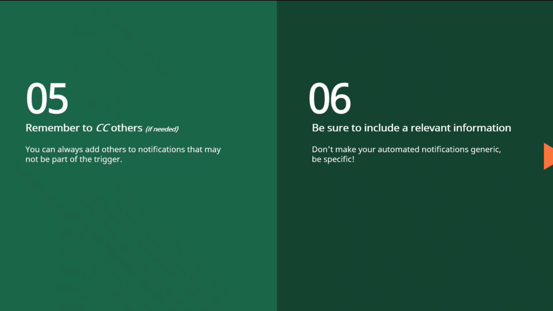The sixth, I probably would have maybe bumped this up a little bit, but my sixth one is be sure to include relevant information. And the way that we think of this is don't make your automated notifications generic. Be specific. Get right down to the nitty gritty, because I'm sure a lot of you have sent out notifications that you've had to go in and copy and paste and remove certain elements, like this is the class and I've got to put this one in. Well, automated notifications can do that for you.